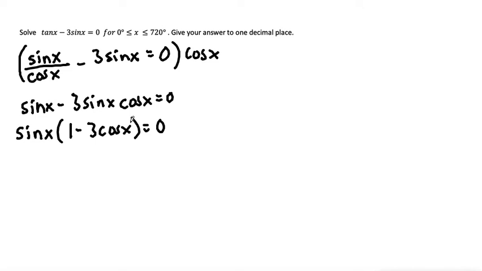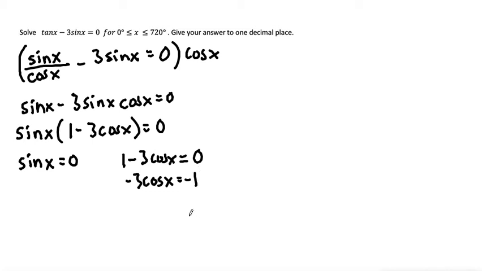Now that I have it in a factored form, I can set each of my factors equal to 0 independently. So I'll write it as sine x is equal to 0 and 1 minus 3 cos x is equal to 0. This one's already solved for 0, but let me solve for cos x. I'll subtract 1 on both sides to make negative 3 cos x is equal to negative 1, and then divide both sides by negative 3 to make cos x is equal to 1 over 3.